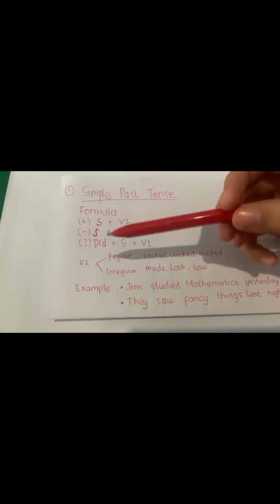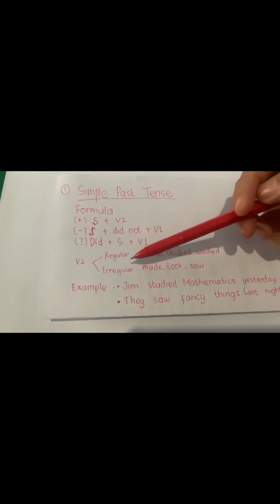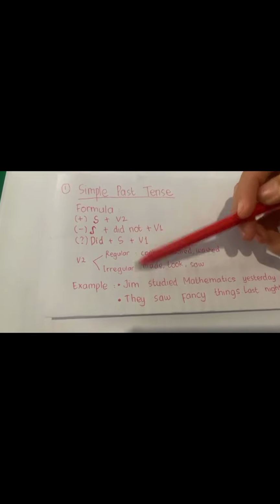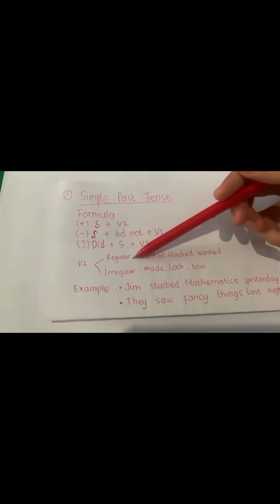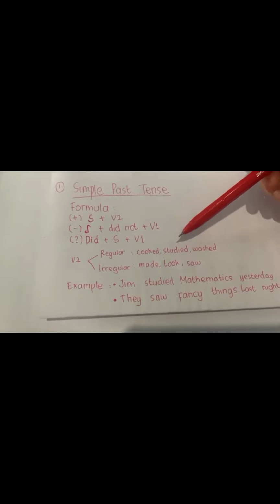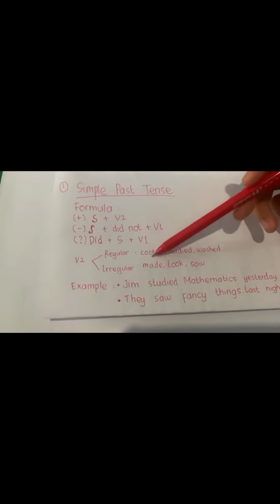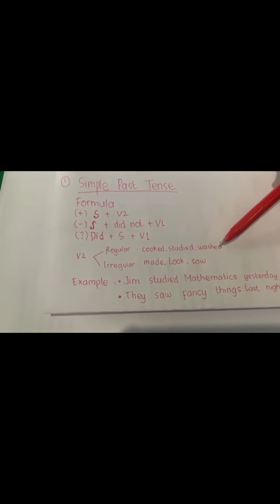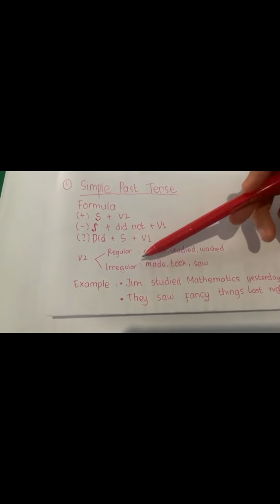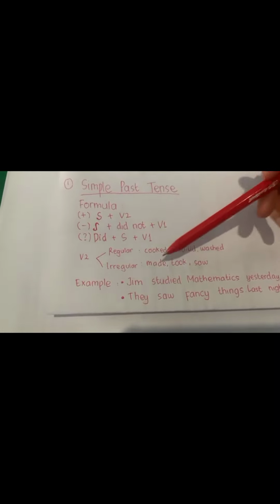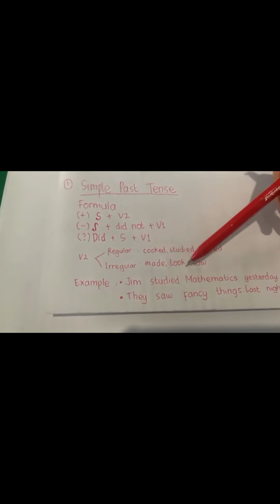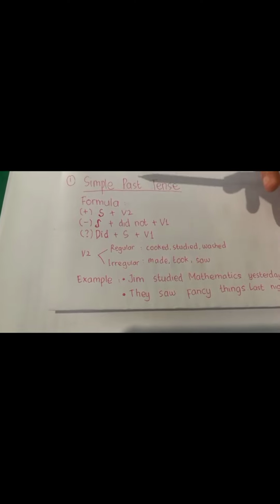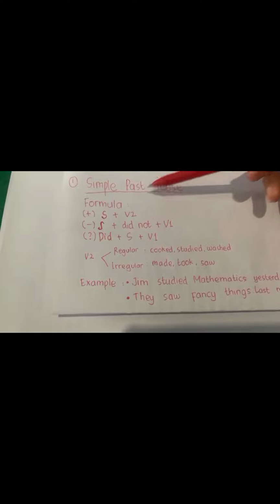And the thing that you should know about verb 2 is it is divided into two kinds of verb, which is regular form and irregular form. Here are the examples of regular form, which are cooked, studied, and washed. Cooked is the verb 2 of cook, studied is the verb 2 of study, and washed is the verb 2 of wash. While the irregular examples are made, took, and saw. Made is the verb 2 of make, took is the verb 2 of take, and saw is the verb 2 of see.